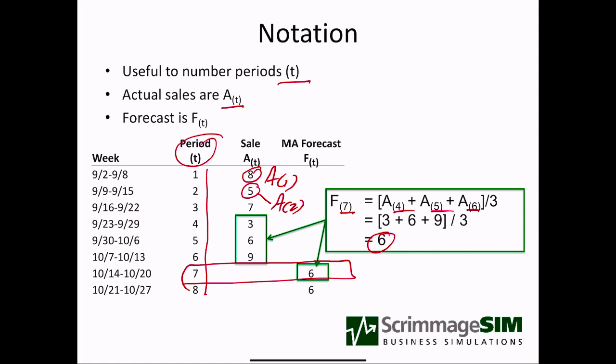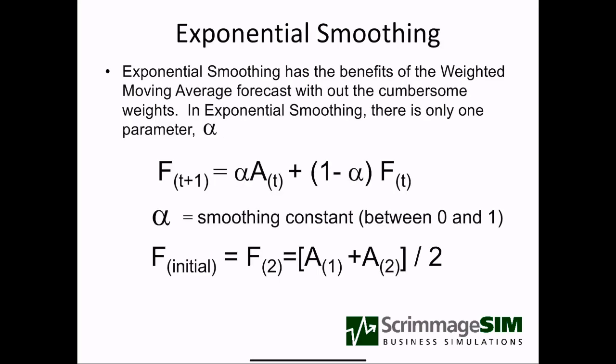So it's not necessary for the moving average or weighted moving average method to use this notation, but it is useful and convenient for exponential smoothing. The exponential smoothing formula has some benefits over weighted moving average or moving average. It has the benefit of using weights, like in weighted moving average, but rather than using the cumbersome weights and having to figure out whether they add up to 1 and organizing them, exponential smoothing uses just one parameter, alpha.